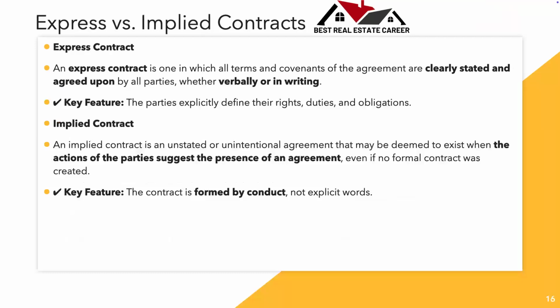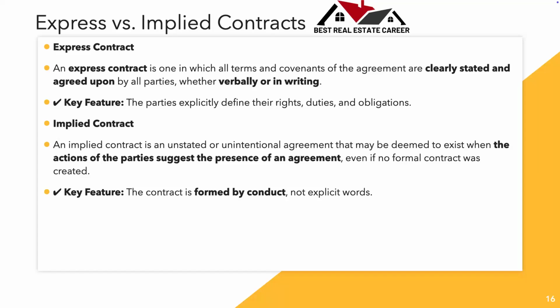Now we have express and implied contracts. An express contract is one in which all the terms, all the covenants of the agreement have been stated and agreed upon. An express contract can be verbal and it can be in writing. It could be either one. Both parties come together to say, this is the playground rules. This is my intentions. This is your intentions. Let's move forward. The parties explicitly define the rights, the duties, and the obligations of each party.